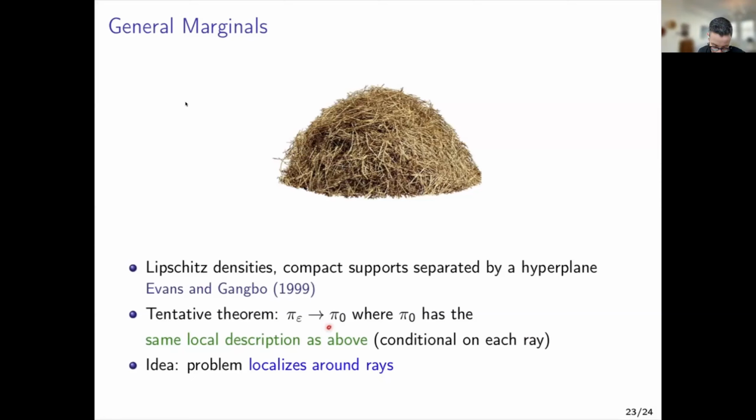epsilon does converge. It does converge to a coupling pi 0, which has the same sort of conditional or local description as in the very simple example that I started with. So the overarching idea somehow is that this whole problem really localizes around each transport ray, and for that reason, you don't have to capture the whole geometry of the thing, but really it's a local matter. Of course, when you try to prove that it localizes, you have to actually deal with the global matter. So that's why things are quite difficult.